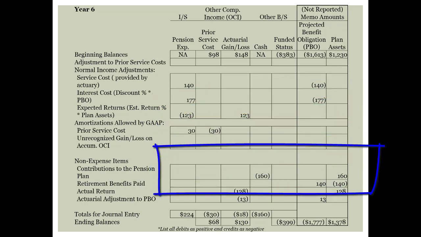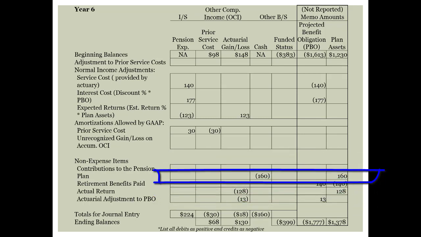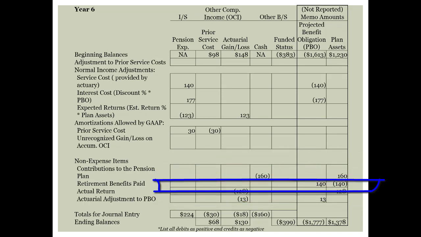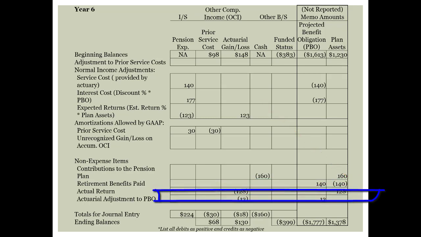Jumping down towards the bottom for step 3, contributed 160, paid out 140, had a good return of 128. Notice that, again, we may not be dropping that actuarial gain and loss really fast, but at least our numbers are starting to match up better as the company gets better at getting an expected return that makes sense. And then we had another decrease to our PBO because of an actuarial adjustment, drops that by 13, and we get a credit to actuarial gain and loss of the same 13.